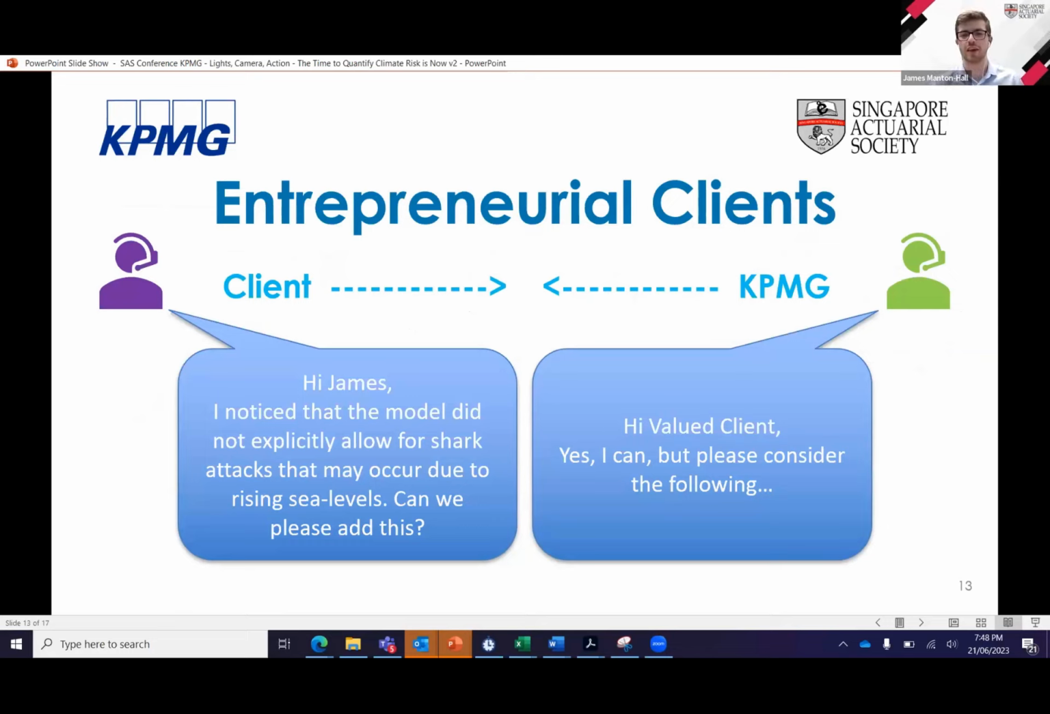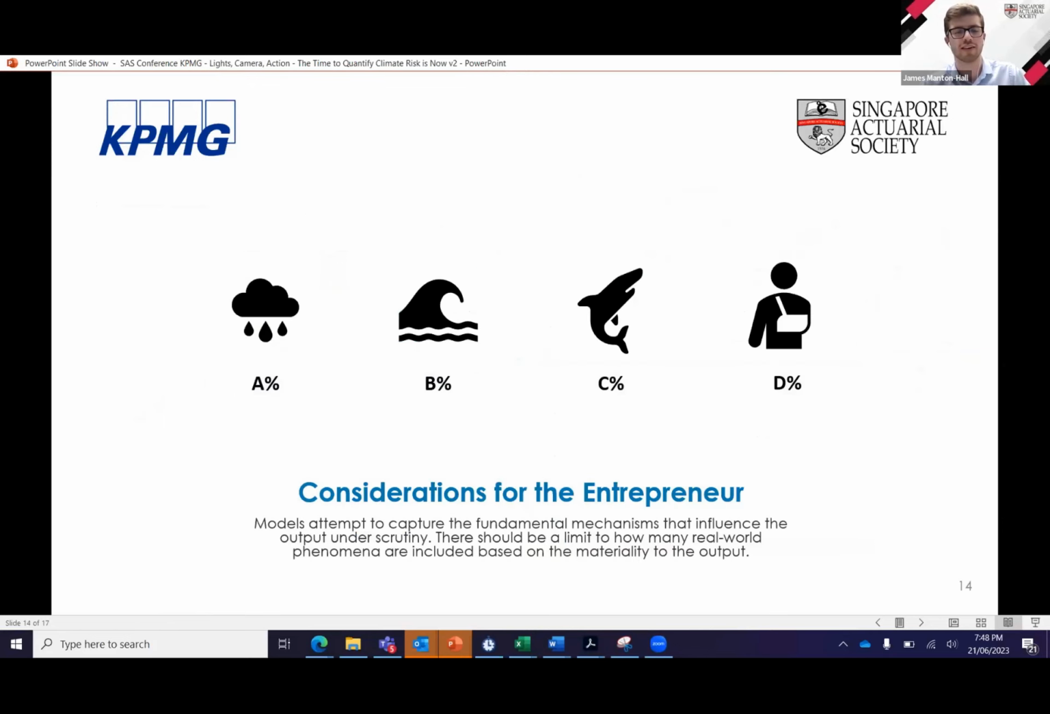High value client? Yes, we can, but please consider the following. In order for there to be shark attack injuries or deaths, there have to be a few things that happen. Firstly, there has to be heavy rainfall. That has to lead to a flood or rising sea levels. Then there have to be sharks that come in with those rising sea levels or flood waters. And then you have to have someone that is attacked or injured by those sharks. So once we take the product of those probabilities and have an A, B, C, D% probability of someone being impacted by a shark, then that likelihood might be quite low.